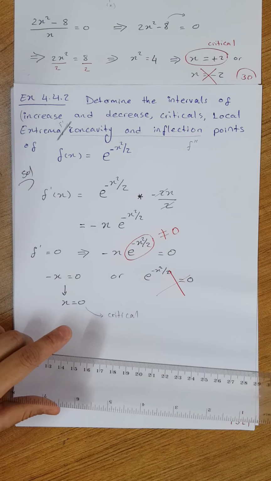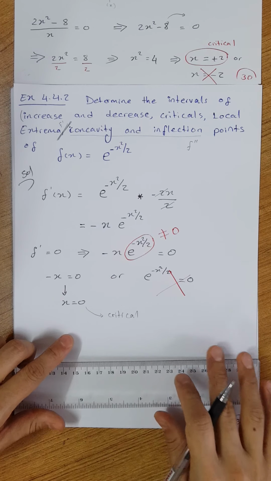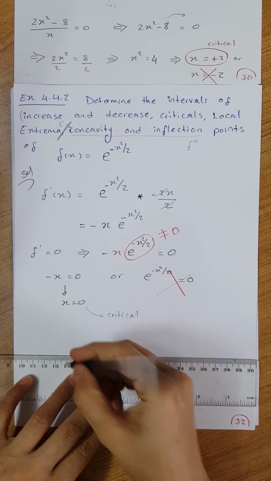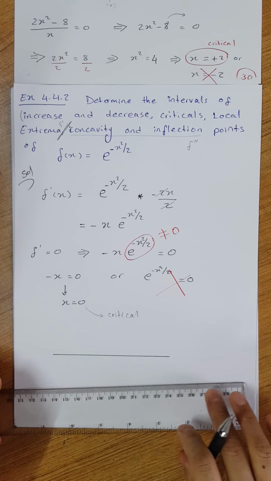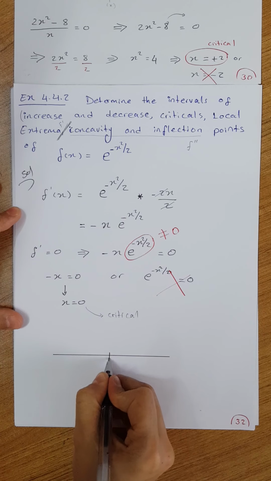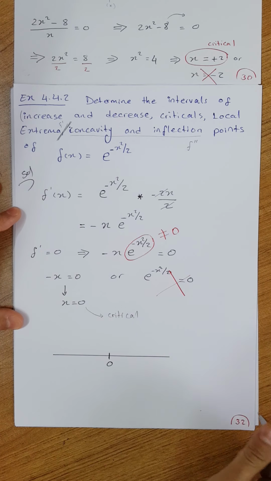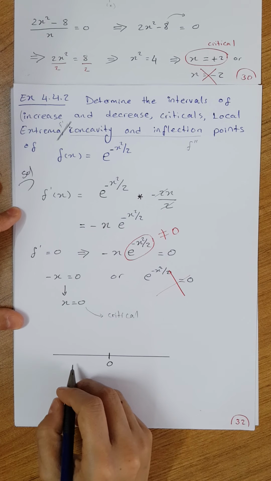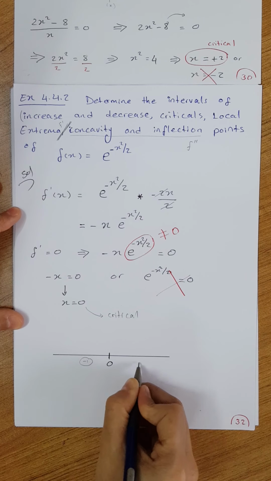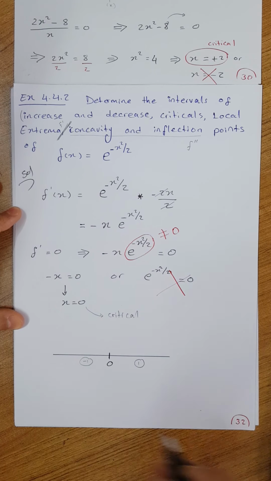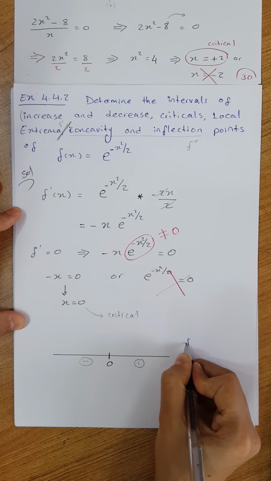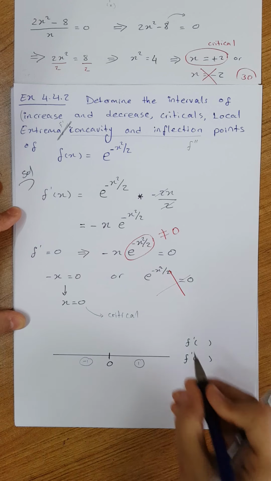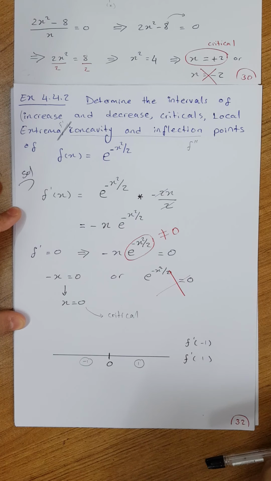Now, when I have got x equal to 0, where do I have to put it? I have to put it on the real number line. Let me draw a line for it. Now I have got 0 here. Again, it divides the real number line into two subintervals, an interval less than 0 and an interval greater than 0. I'm choosing test numbers from here and there: f prime of minus 1 and f prime of 1. Here minus 1 and here 1.